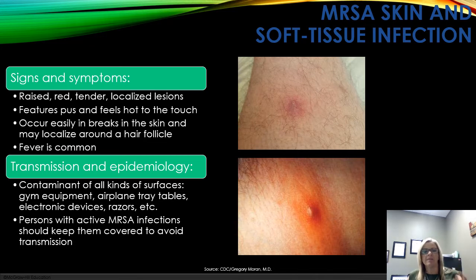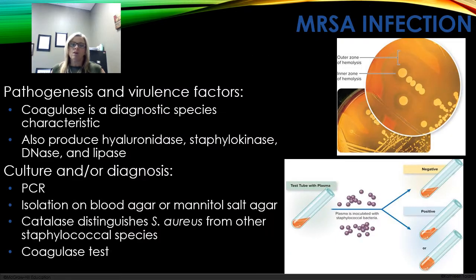And so you can pick this up on surfaces, and like I said, gym equipment, which is where we had the trouble with all the high school students, airplane tray tables, razors, okay? So if somebody has MRSA, they need to keep it covered. They do not need to be out spreading that, all right? So MRSA is so virulent because it can produce lots of enzymes that help it gain entry into the body. We can produce hyaluronidase, which will dissolve the hyaluronic acid, which can bind host tissues together, so that allows it entry. Staphylokinase, which digests blood clots.